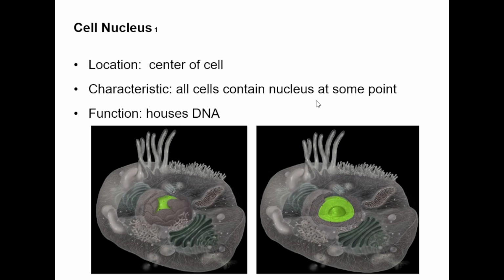But there are some cells that would lose their nucleus when they become matured. And one example of that is your red blood cell. But then again, at one point in its development, the red blood cell had a nucleus but just lost it near its maturity. Okay? Now, what is the function of this prominent organelle? The main function of the cell nucleus is that it houses or it holds the DNA. And we know that the DNA contains our genetic information. Okay? So because of that, basically the cell nucleus is the control center of the cell.